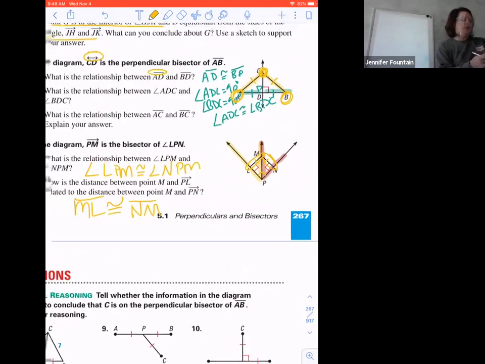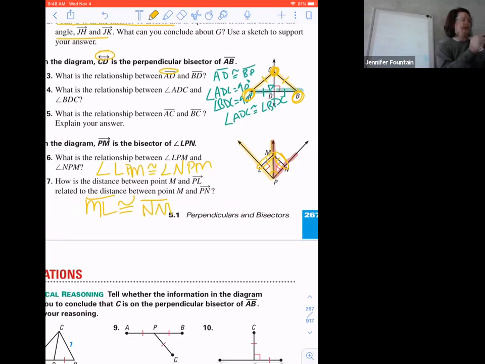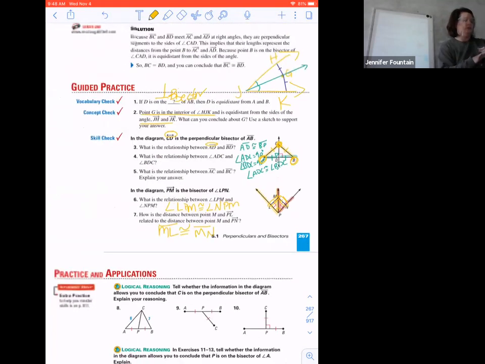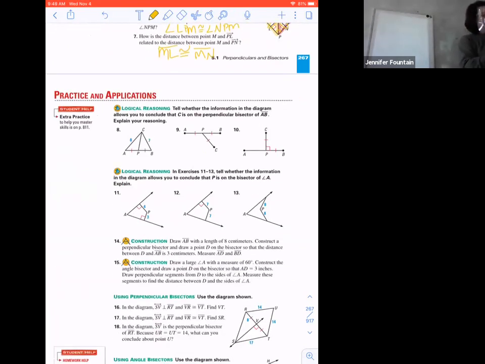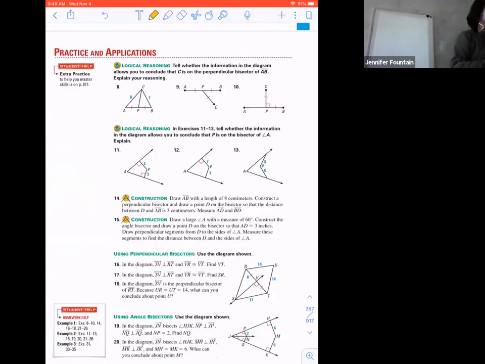So we know that ML is congruent to NM. Or I guess we would be better to go ahead and say LN. All right, so let's go ahead and look at our homework for this section. On 14 and 15, we used to... on pages. Hold on just a minute.